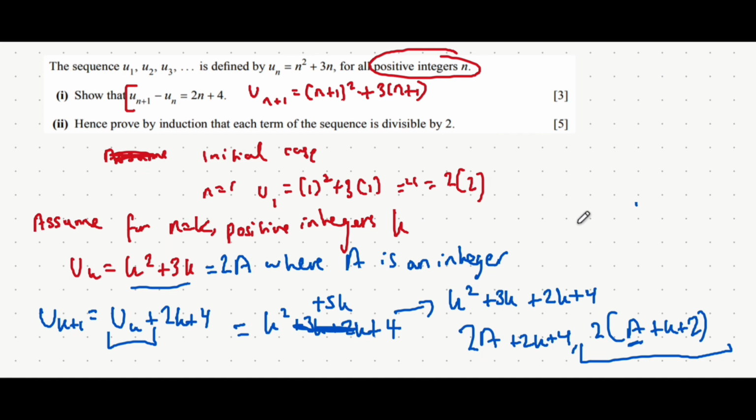So with these divisibility questions, you don't want to do what you want to show. Instead, you want to introduce the expression as a multiple of whatever you're trying to divide by and try to include that somehow into finding u of k plus 1, showing that uk plus 1 is also going to be divisible by 2 when uk is divisible by 2.